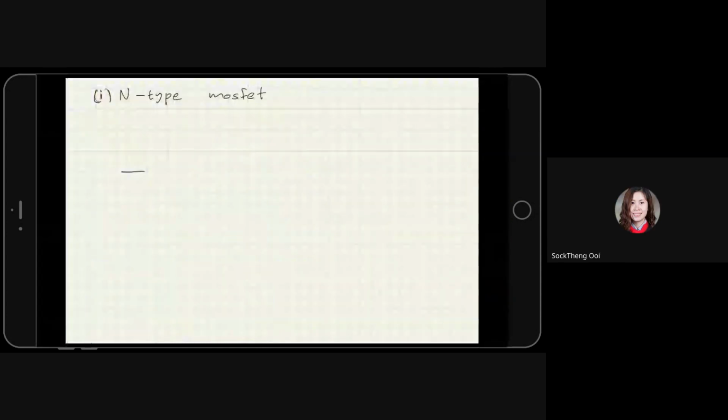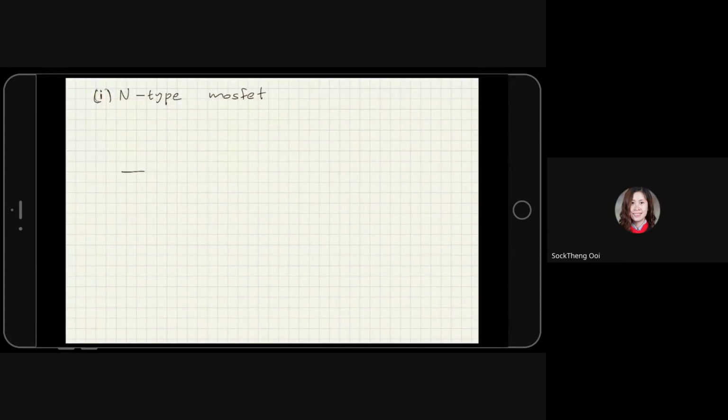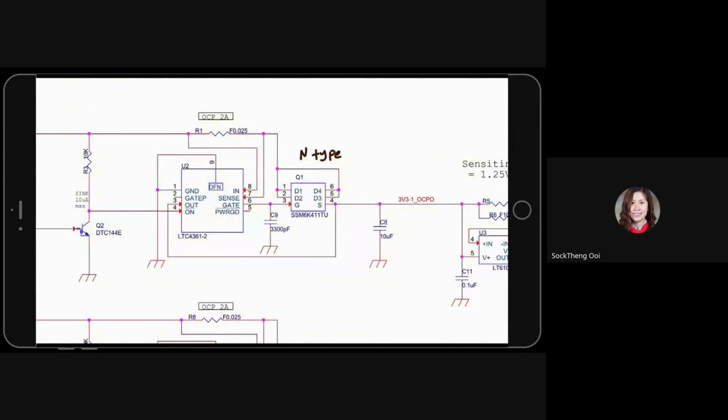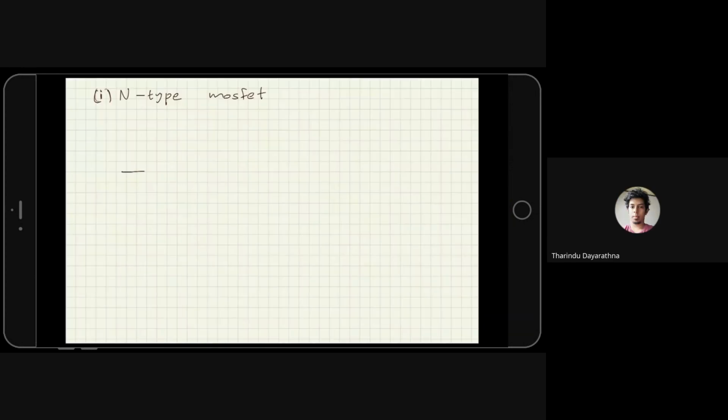So, how to differentiate? If I say just look from here, can we differentiate from the circuit? Actually, we cannot differentiate by looking at it from here. So we need to go to the data sheet. I will explain that later after I explain these MOSFET cases. Okay. So first one is N-type.